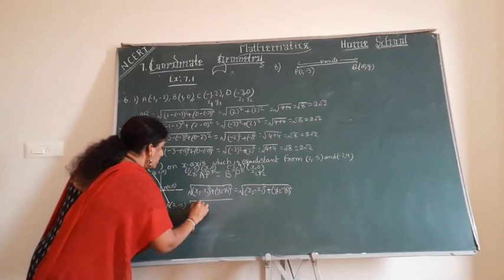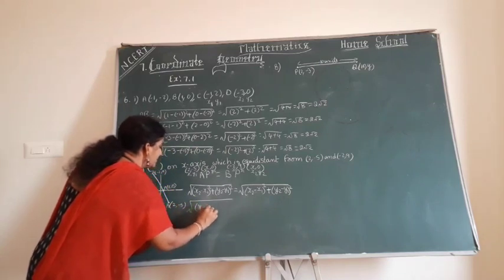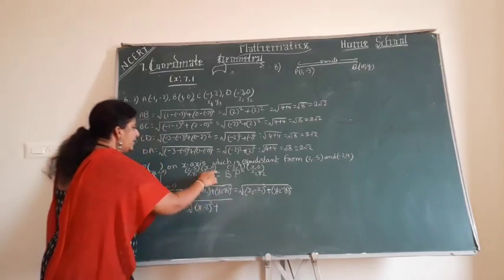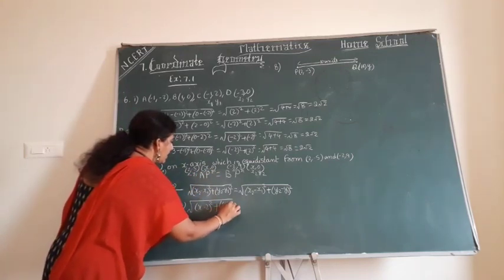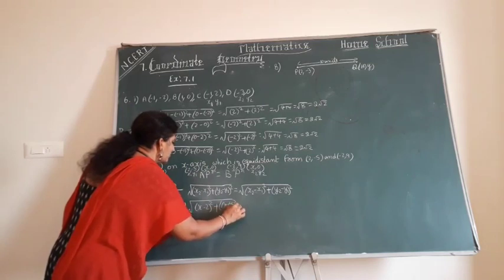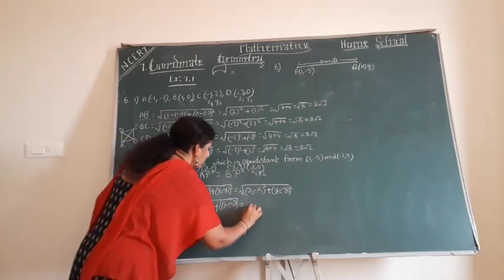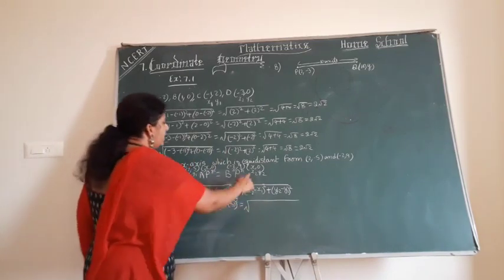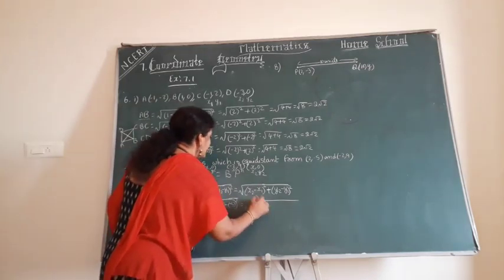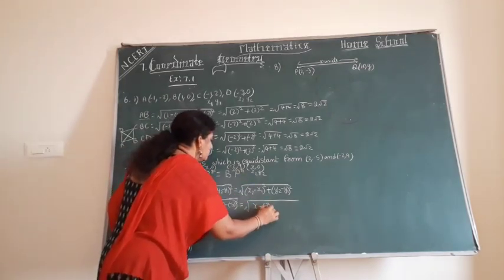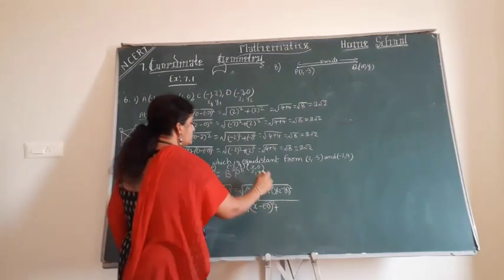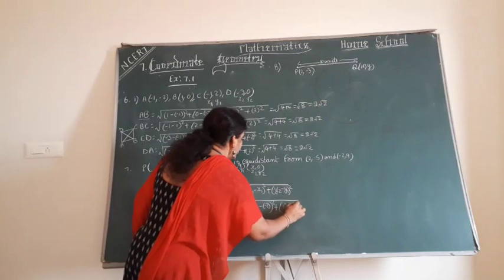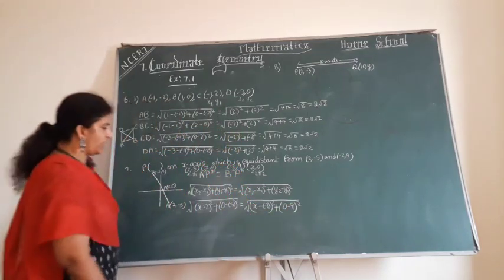What is your x2 value? x minus 2 whole square, plus y2 minus y1. The y2 value is 0, minus of minus 5. Don't forget brackets. This is equal to square root of: the x2 value is x, the x1 value is minus 2. So x minus of minus 2 whole square plus y2 0 minus 9 whole square.